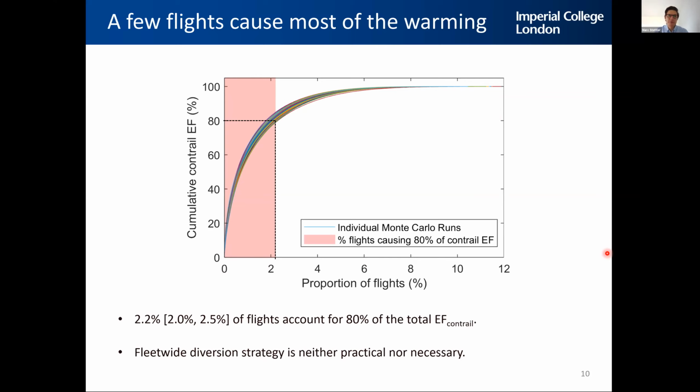This was a really important result for us because it meant that when we're considering mitigation of contrails, we don't need to consider diverting all flights or changing the altitude of all flights. We can actually just look at a very small proportion of flights and do something about them. The other way to read this is that the majority of flights don't actually form meaningful contrails that have a significant warming effect. So it is a very small fraction of flights that cause these warming contrails.